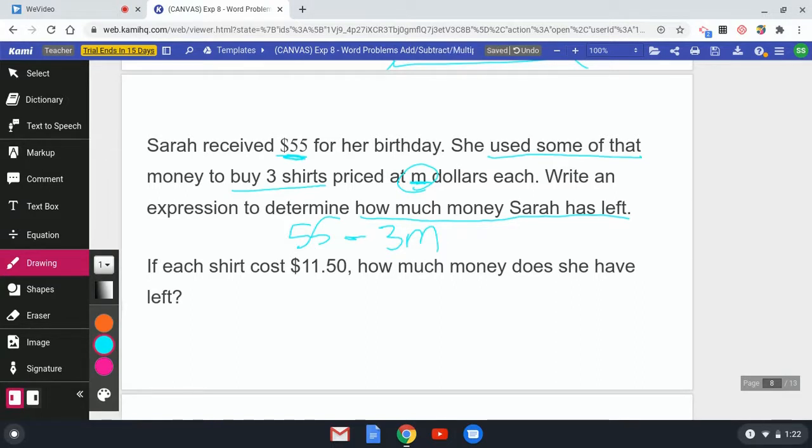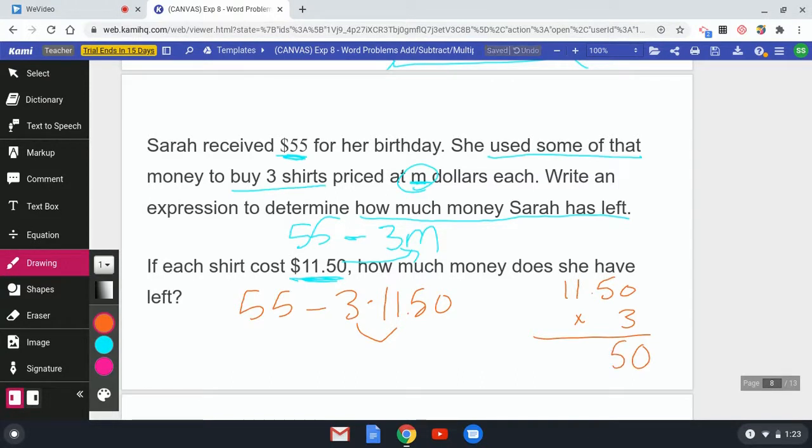If each shirt costs $11.50, how much money does she have left? So I would substitute in wherever I see M, I would put 11.50. Then I solve or evaluate. 3 times 1150. Some extra work to the side. 3 times 0 is 0. 3 times 5 is 15. 3 times 1, 3 plus 1, 4. 3 times 1, 3. 2 numbers behind a decimal.